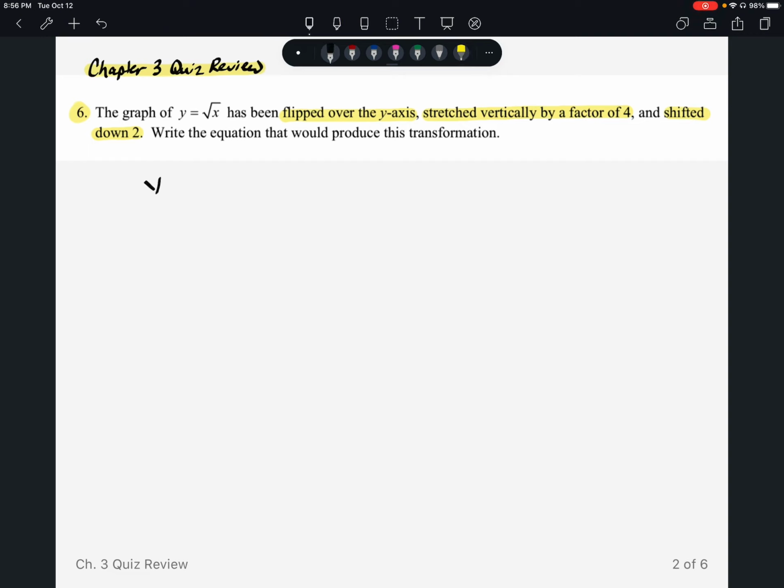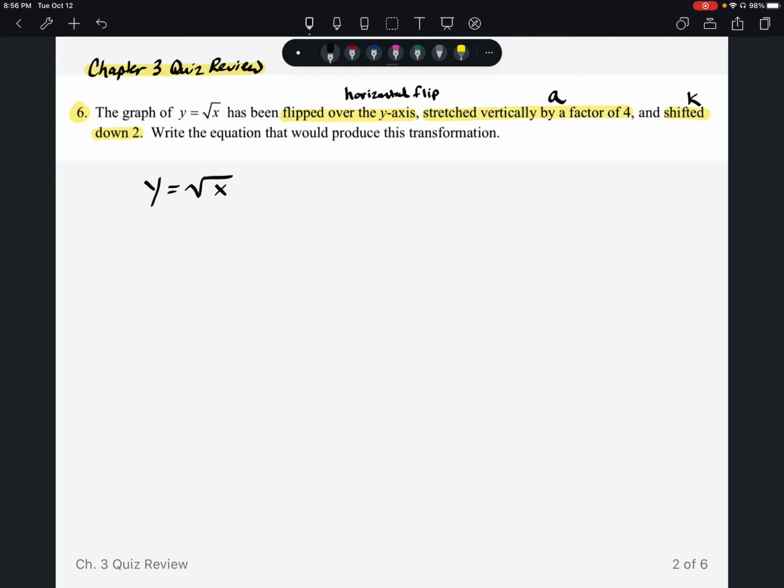So we know that our parent graph was y is equal to the square root of x. If we said that it was flipped over the y-axis, that's a horizontal flip. We said it was stretched vertically by a factor of 4 and then shifted down 2. The stretch is going to affect our a value, and the shift down 2 is going to affect our k value. Our horizontal flip we know is going to impact our x on the inside.